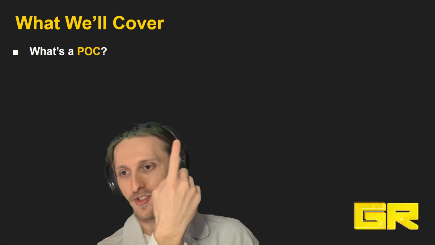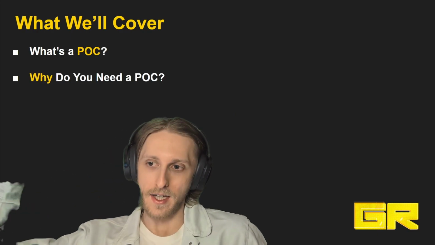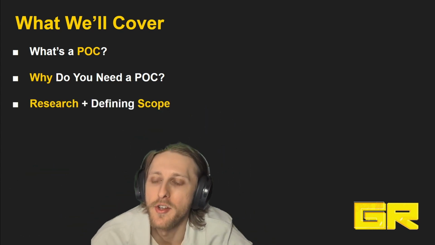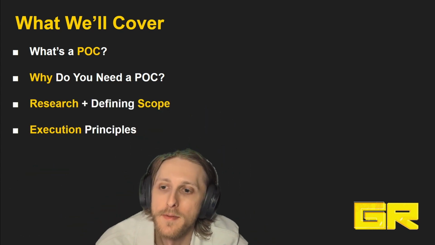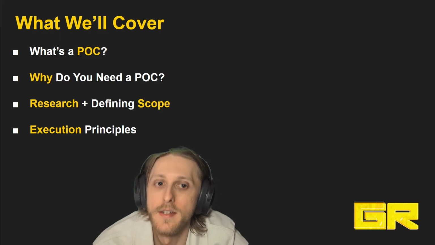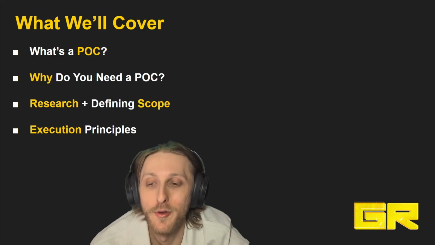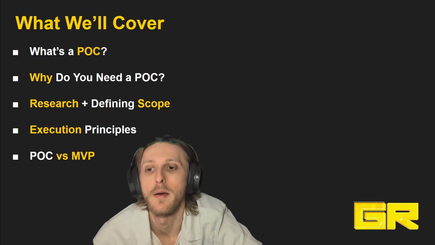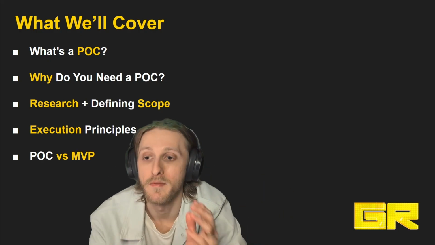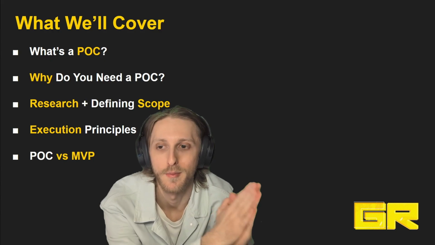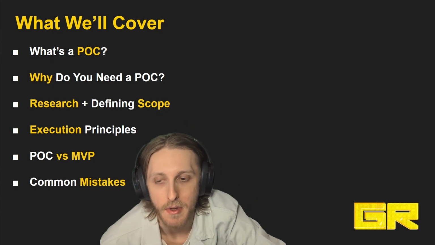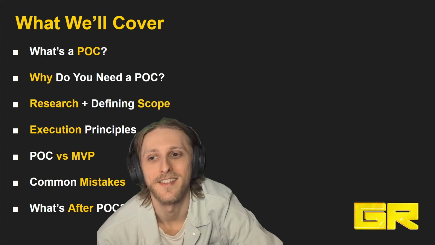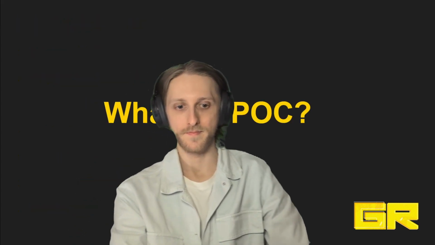First of all, what's a POC, right? Then, why do you even need a POC? How to do the research and how to define the scope for it. How to be executing it, so how do you actually develop it? What is the difference between a POC and an MVP? MVP is minimum viable product. Common mistakes. And what's later? What's next? What do we do after we launch the POC?